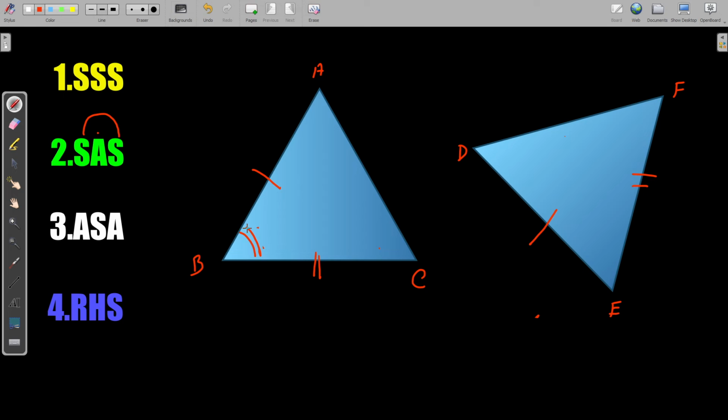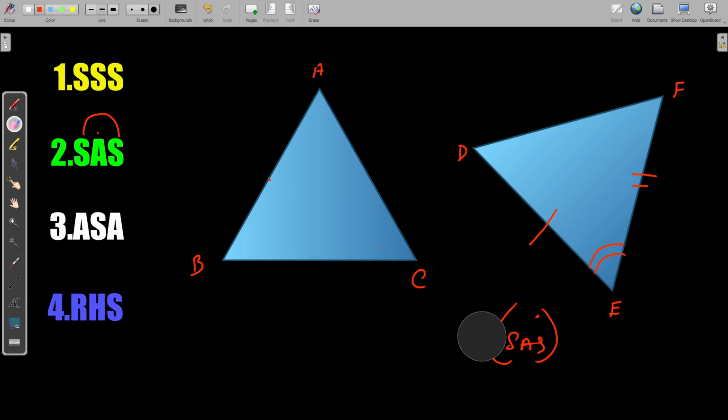That means in the first triangle, the angle should be B because this is in between the side AB and BC. For the second one, the angle should be the angle E. Only in this condition, if we find two sides are equal to two sides and the angle between the sides are equal, then we will say the triangle ABC is congruent to triangle DEF by which axiom? SAS. I hope all of you understood.